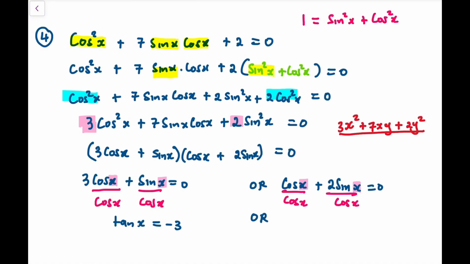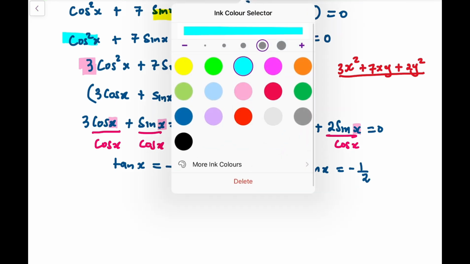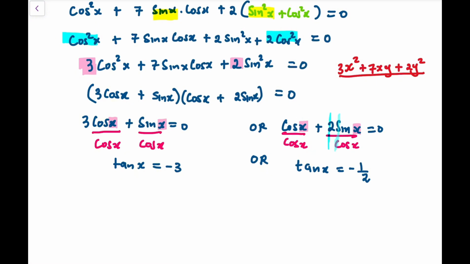Now, you are going to have tan x is equal to negative 1 over 2, because this one here will give you 2 tan x, and then this one will give you 1. You transpose 1, it becomes negative 1, and then you divide by 2, so you have tan x is equal to negative 1 over 2.